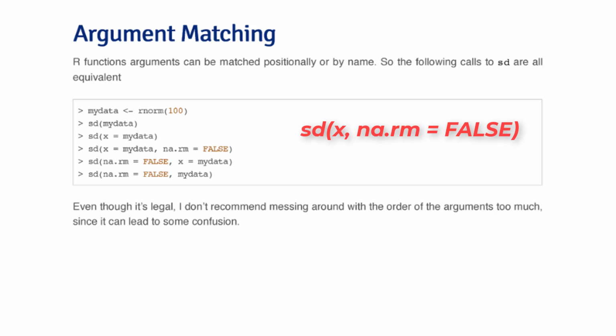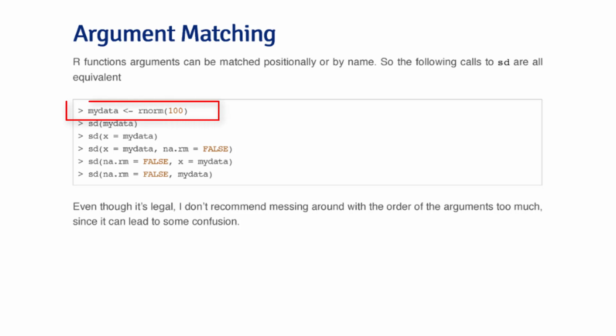So by default, if you have missing data in your set of numbers for which you want to calculate the standard deviation, the missing values will not be removed. Here I am simulating some data, 100 normal random variables, and there's no missing data here. If I just calculate sd on the vector, it will give me an estimate of the standard deviation. If I say x equals my data, that's the same thing. Here I've named the argument, but otherwise the data are the same. In the first example, I didn't name the argument, so it defaulted to passing my data as the first argument of the function.